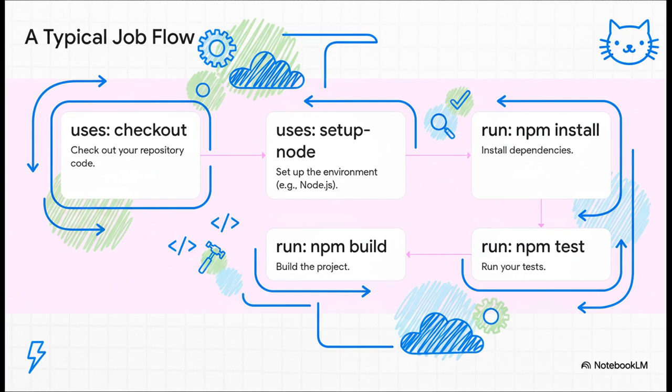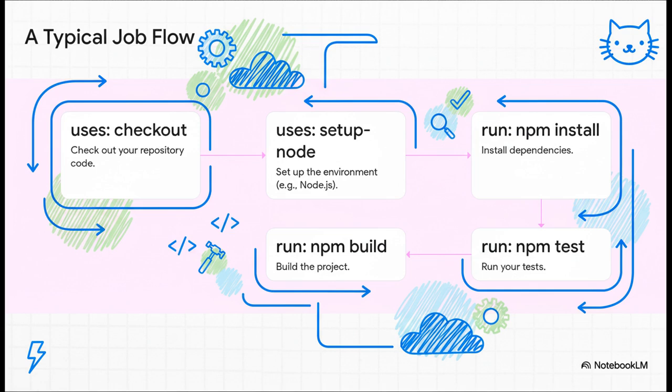So what does a typical job look like? Well, it usually goes something like this. First, you'll almost always use a pre-built action called actions/checkout. All that does is pull your code down onto the runner. Simple. Next, maybe you use another action to set up your environment, say a specific version of Node.js. Then you get to the custom stuff. You'll run a command like npm install to get your dependencies.